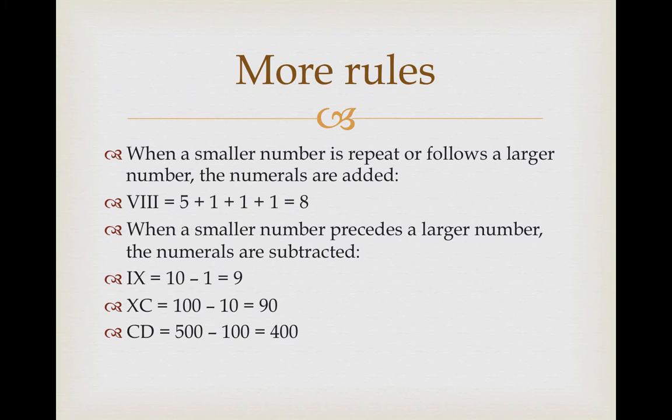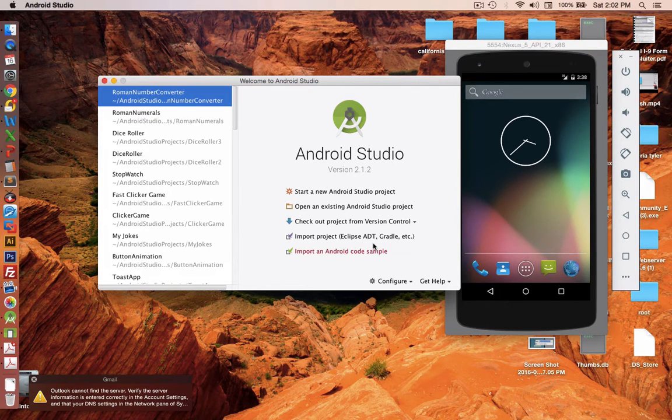So the rules are like this. If you combine larger letters with smaller ones, like VIII, you add them together. And if you have smaller letters in front of larger, then you create a minus situation, like a 9, 90, or 400. So let's get started in our Android Studio project.